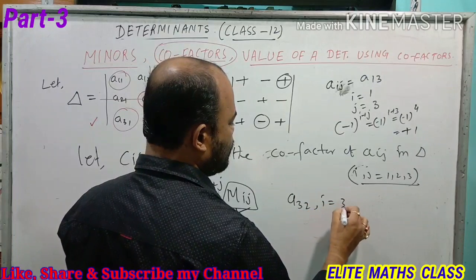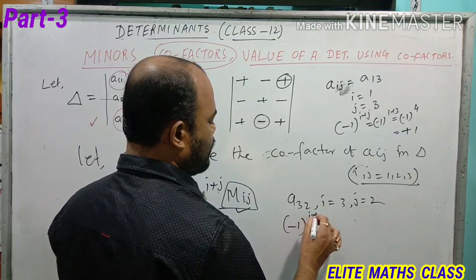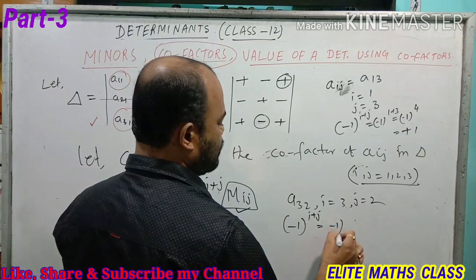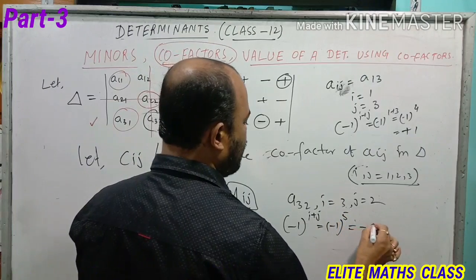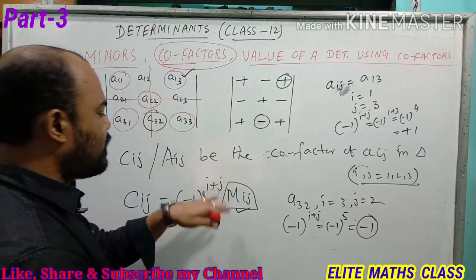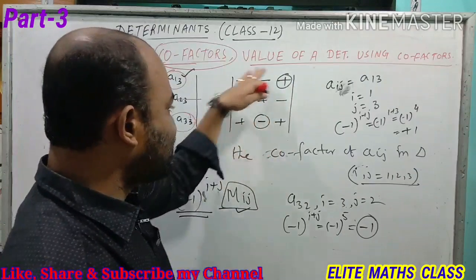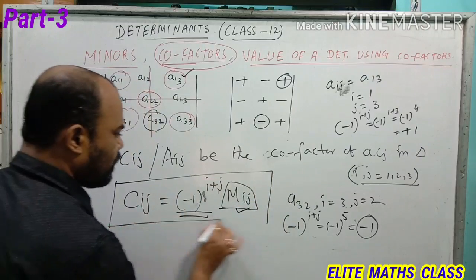So here i equal to 3, j equal to 2. So what will be (-1)^(i+j)? It will be (-1)^(i+j), 3 plus 2 is 5, (-1)^odd is -1. See, this position is minus.